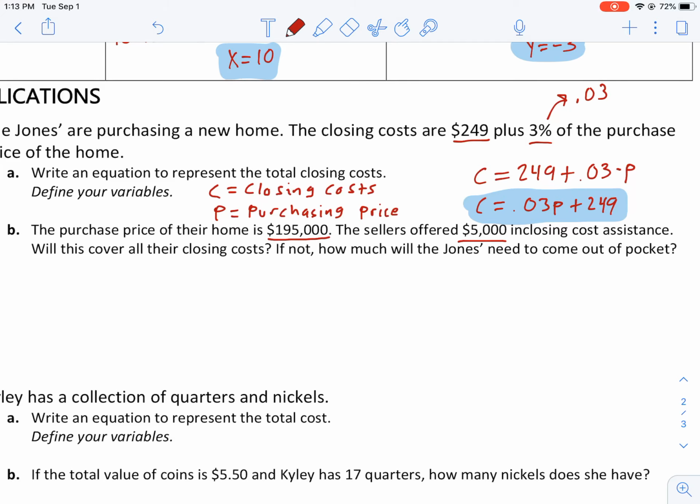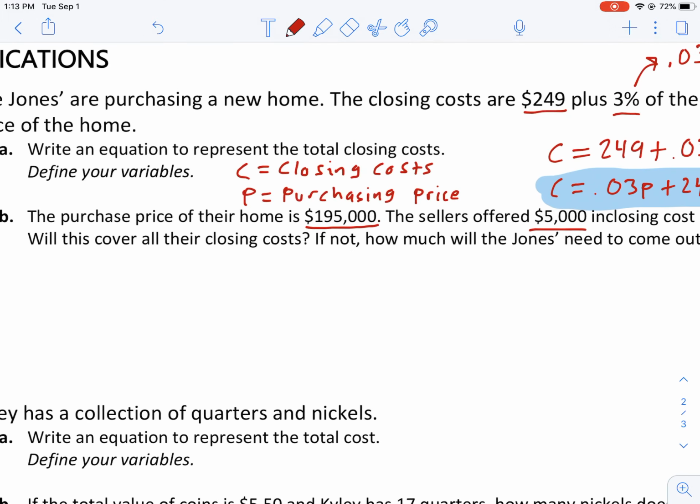So we just want to see, would the closing cost be more than $5,000? We're going to use our formula to figure out the closing cost. So we've got 249 plus 0.03 times $195,000. Believe it or not, that's actually a cheap house. I'm going to get my calculator out because I don't know what 3% of that is. So 0.03 times $195,000 is $5,850.